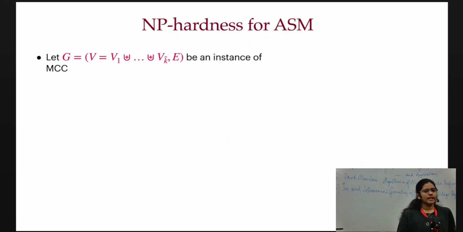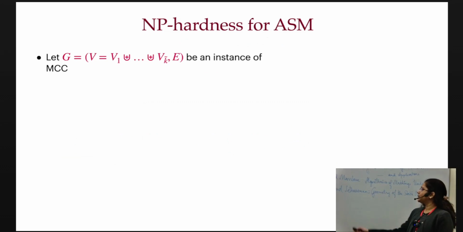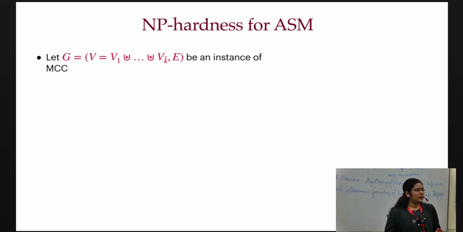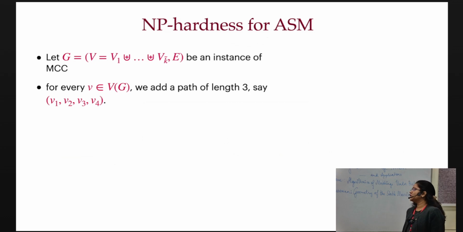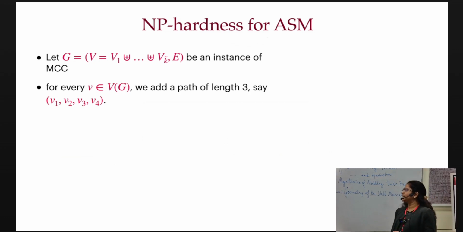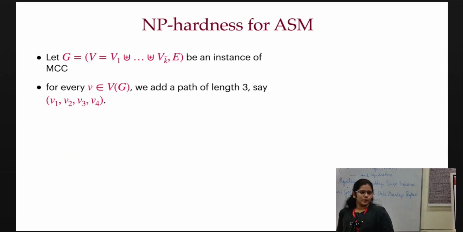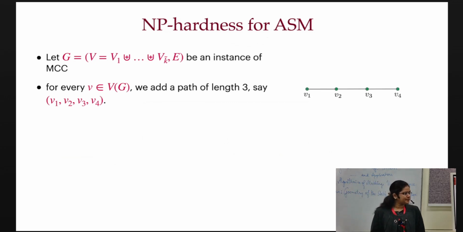So, let us say that this is an instance of the multicolored clique problem. We will construct the gadgets one by one, and if you do not understand, please ask. So, for every vertex in G, we add a path of length 3, say V1, V2, V3, V4. The length of a path means the number of edges in this path. So, I construct this.